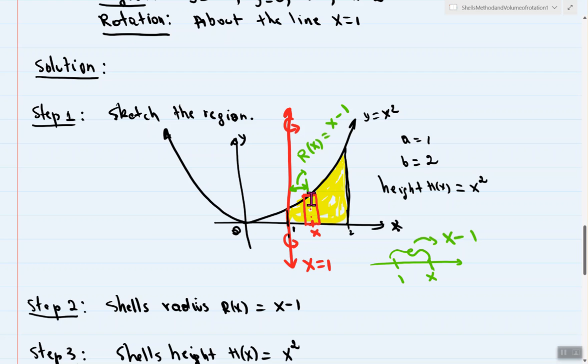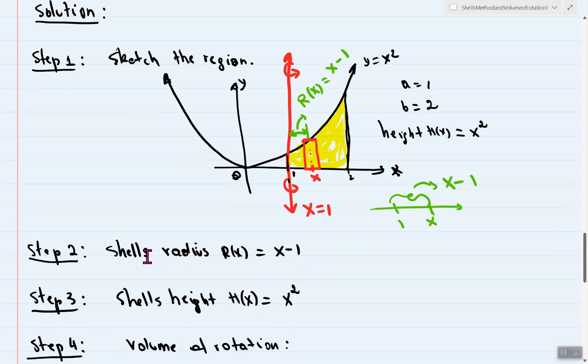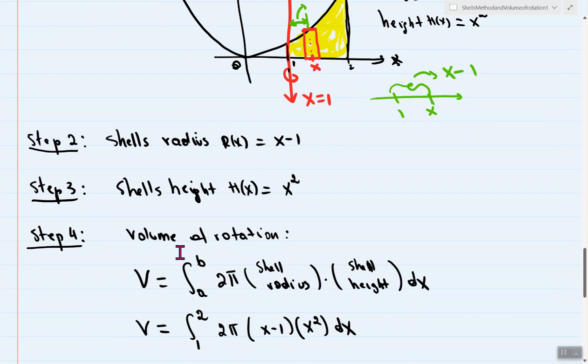The radius of the cylindrical shell is always the distance from x to the line of rotation. So the distance between x and 1 is x minus 1. That gives us the shell's radius. So we have the two things that we need: the shell's radius and the shell's height. Then we go to the volume.